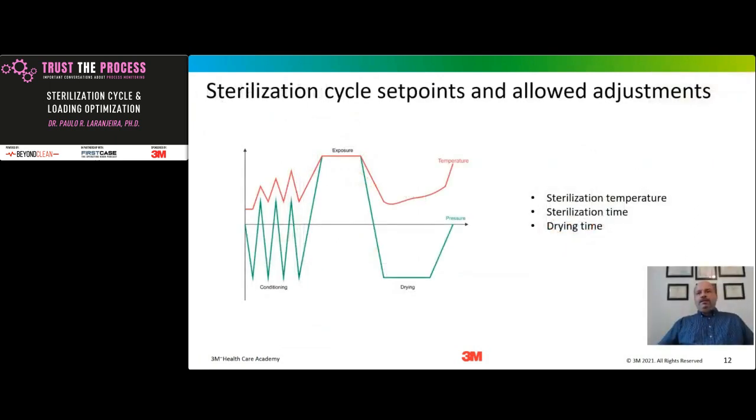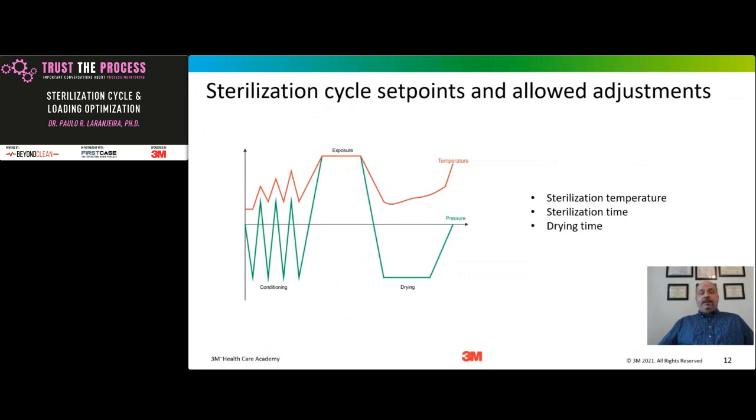So today, the hospital sterilizer that we have only allows the end user to change the sterilization temperature, sterilization time, and drying time. So the cycle performance can be measured by the duration of the conditioning and drying phases, because the exposure is always going to be the same. And whatever we have beyond a normal cycle is caused by delays, or the delays are caused by the conditioning phase or the drying phase.